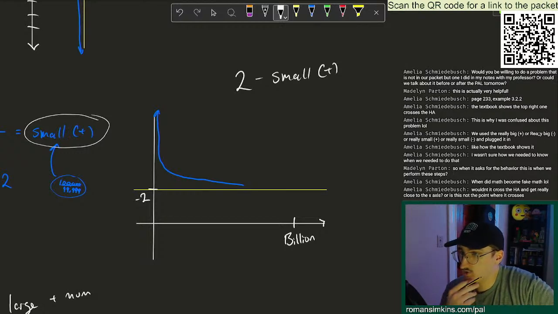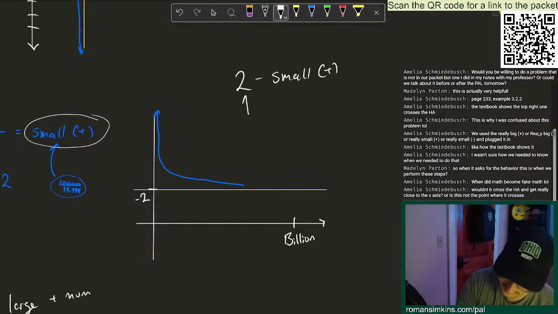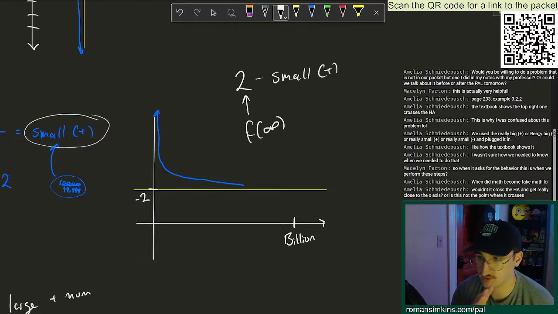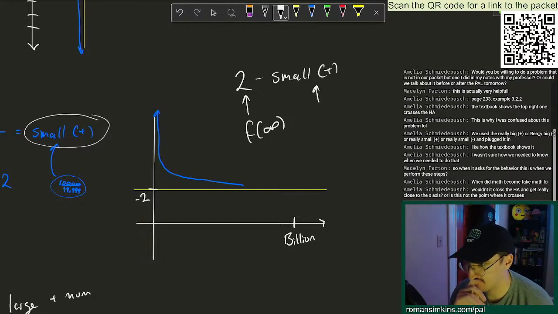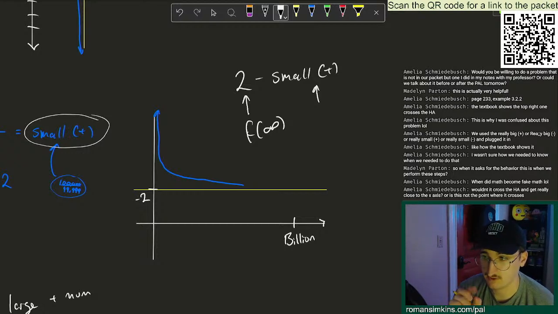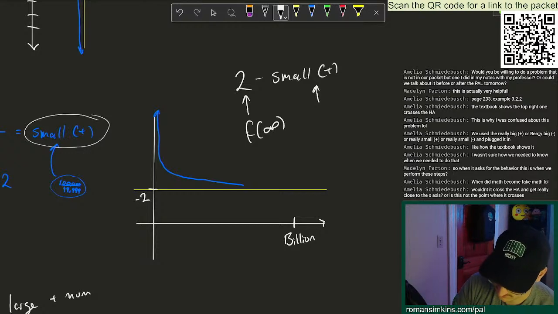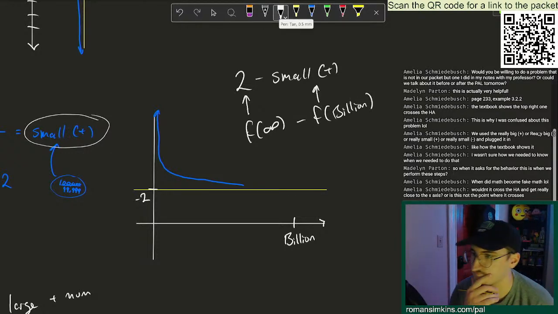But our intuition here is that if I take that asymptote of 2, you can almost think of 2 as the function at infinity. That's really bad math, I shouldn't be writing that. But just think of it like the function at infinity just equals 2. And then think of this really small positive value as the function at a very, very large number, but not infinity. This would be like minus the function at 1 billion, right?